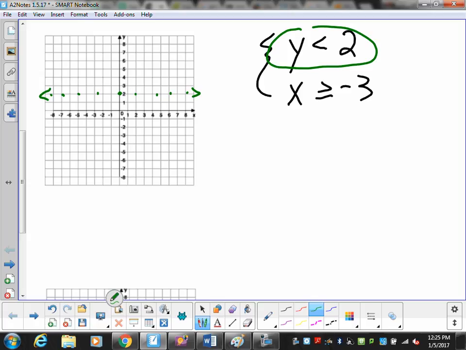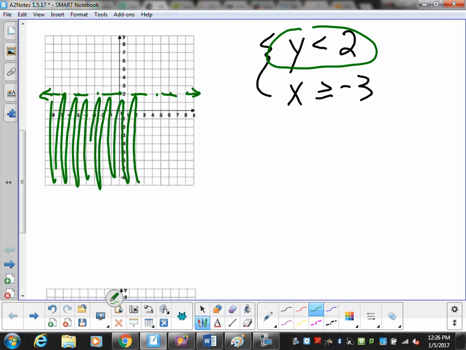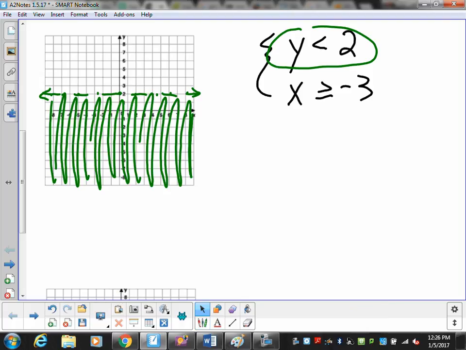Because this one is not an equal to, it's a less than, it does not have the equal to symbol. Instead of a solid line, this will be our first one that has the dashed line, because our solution does not include this line. It will include everything less than that line. Our inequality is y is less than 2, not y equals 2. So, again, y is less than 2, I will shade down.